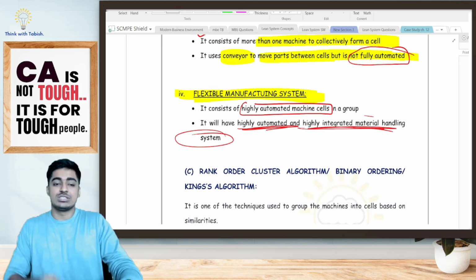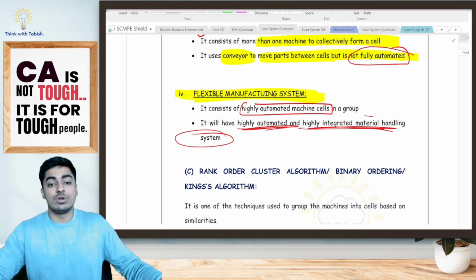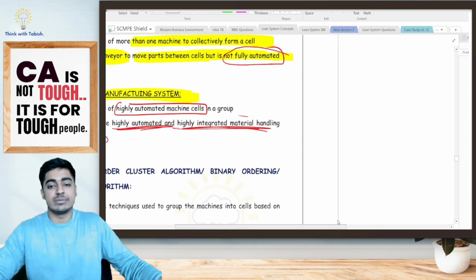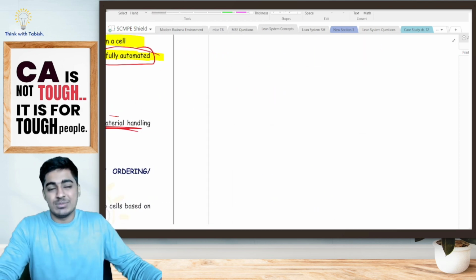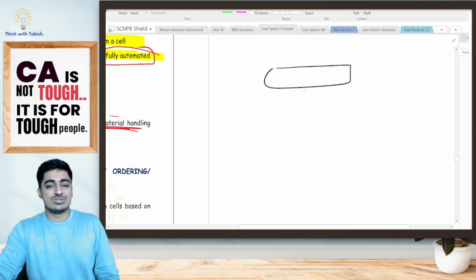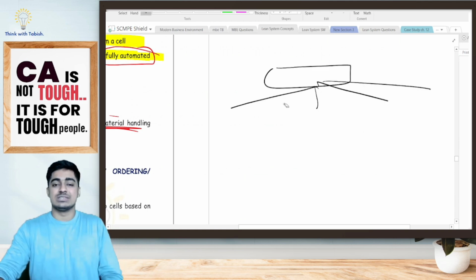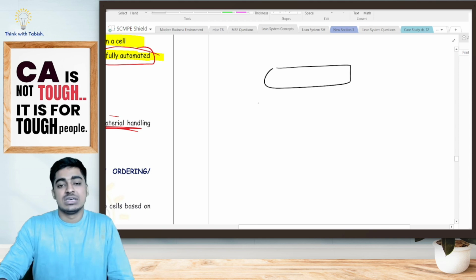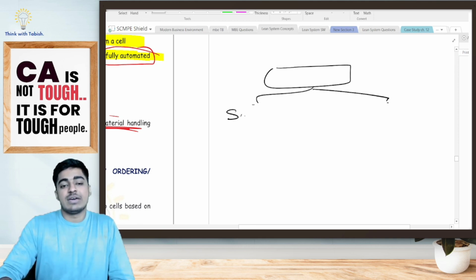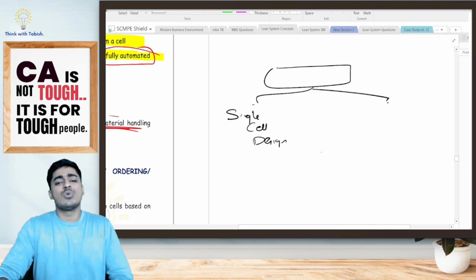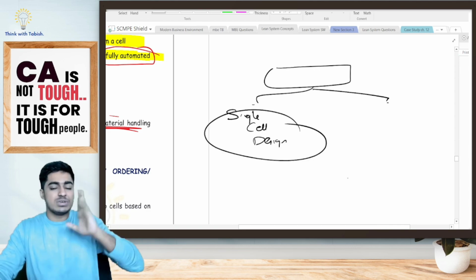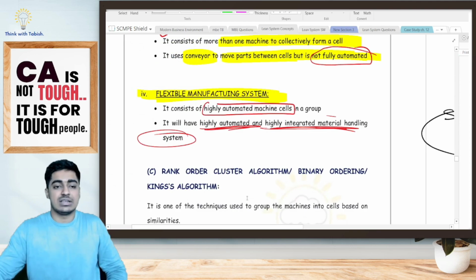Is it clear, students? So 4 things are there. Yes, 4 different machine cell designs could be there. Now I have given you the names which are given in ICAI only. So if you want, you can make things very simple. See, basically 2 things. Either you will have a single cell design, where you say one machine is sufficient. Yes, one machine alone will form your cell.